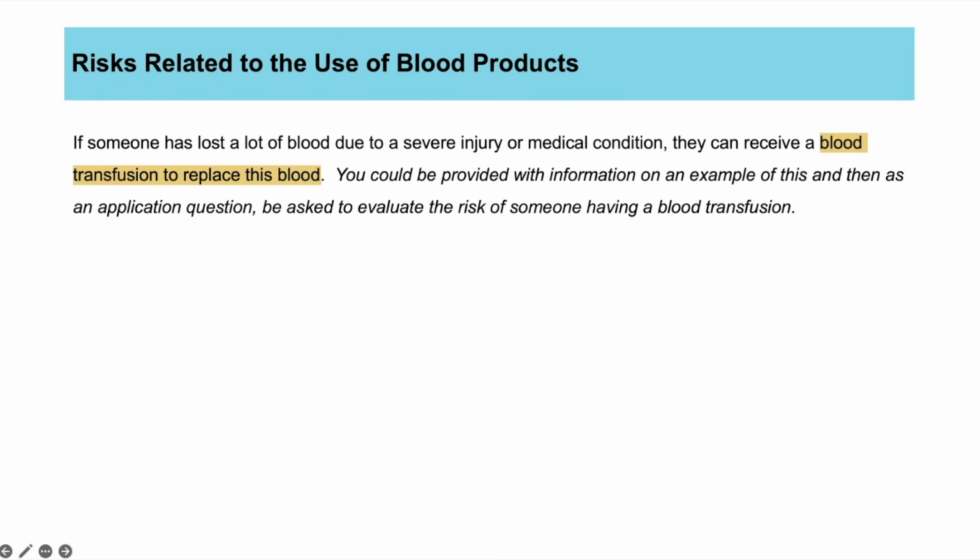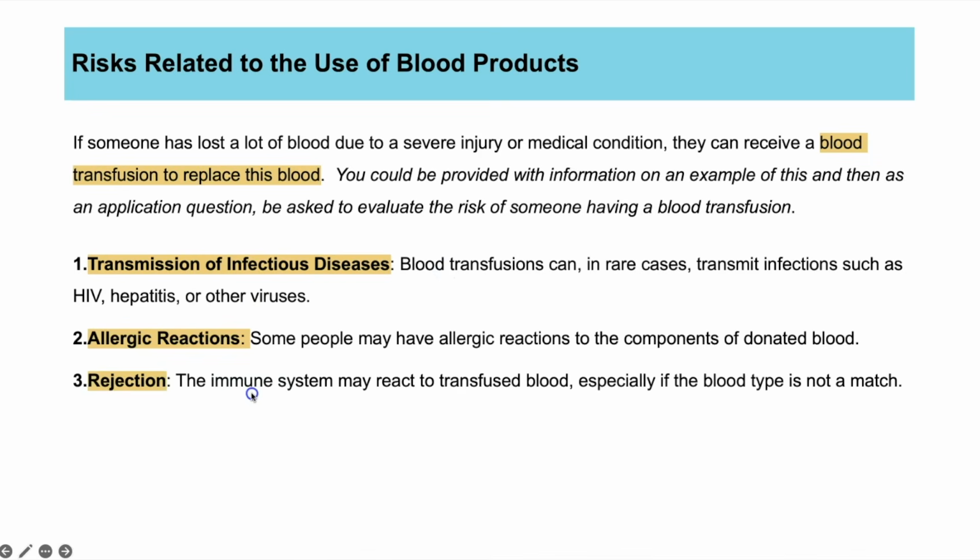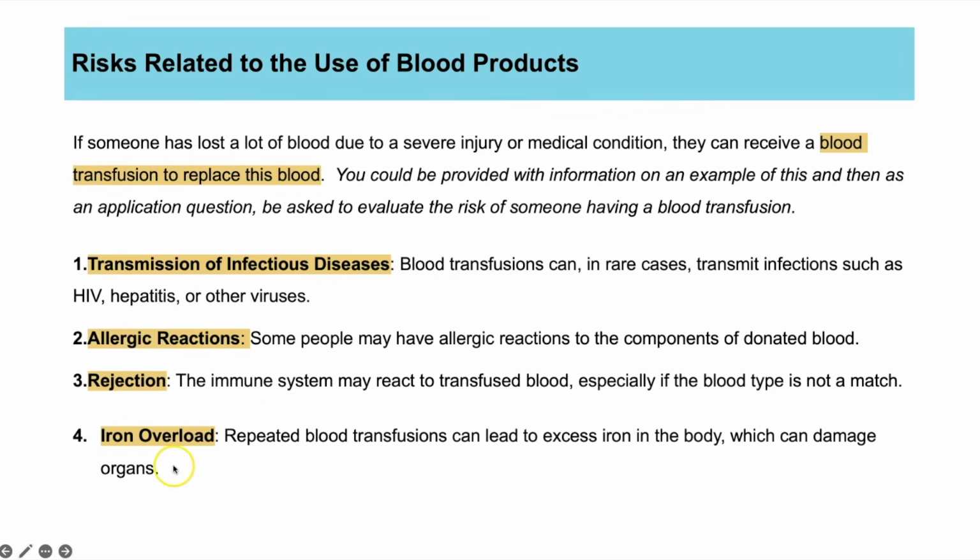Now, one thing it says in the specification that you need to be aware of is that if someone has lost a lot of blood, maybe due to a medical condition or a severe injury, they can have a blood transfusion, which is when you get someone else's blood transported into your body. But you need to be aware of or be able to evaluate the risk of someone having a blood transfusion. And you aren't expected to know these reasons off by heart, but if they gave you this information, they'd want you to be able to say whether it's good or bad.